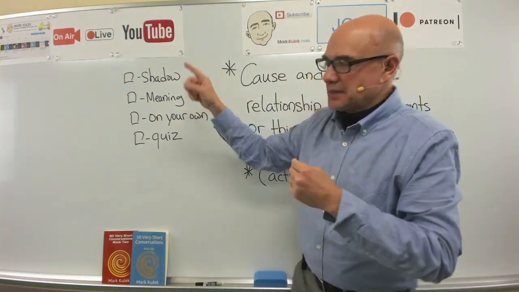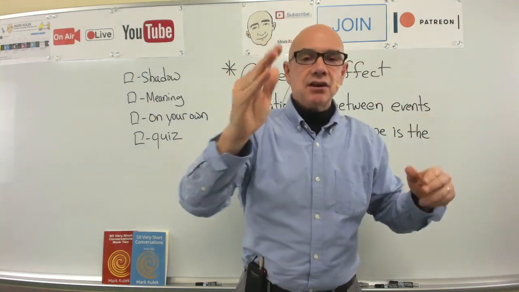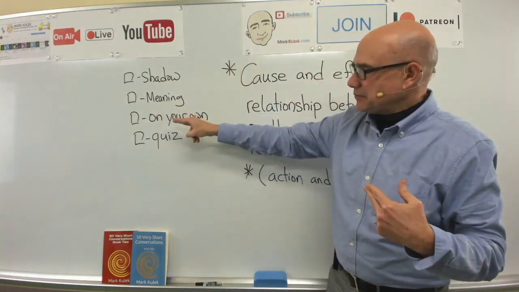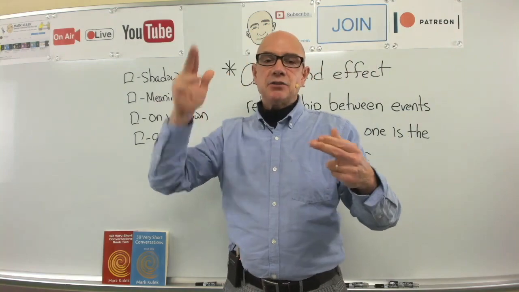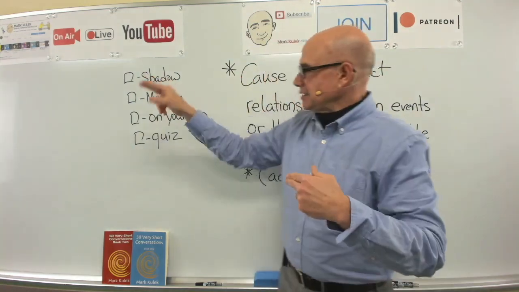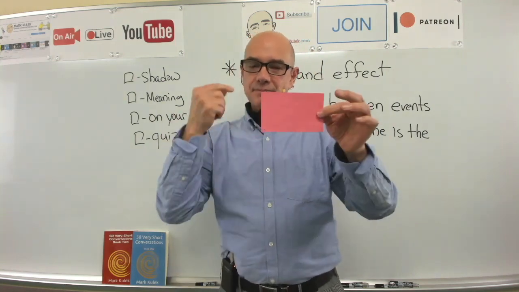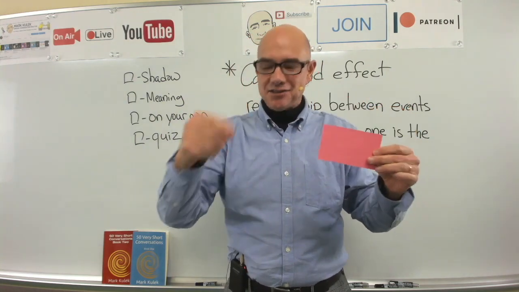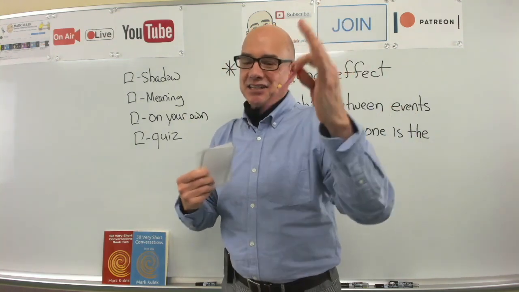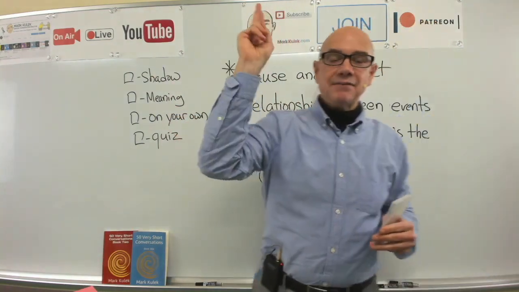Then step two, meaning. We will shadow again, and then you will see the card, you will see the sentence, and we will talk about the meaning. Then step three will be on your own. That is, you will do it all by yourself. We will take turns. Step one and two, we are doing it together, where step three, you will do it just by yourself. However, when you do it, you will not see the sentence. No, you will say the sentence based on only the picture. All right? It's a challenge, but that's why you are here. And then for step four, we will have a quiz.